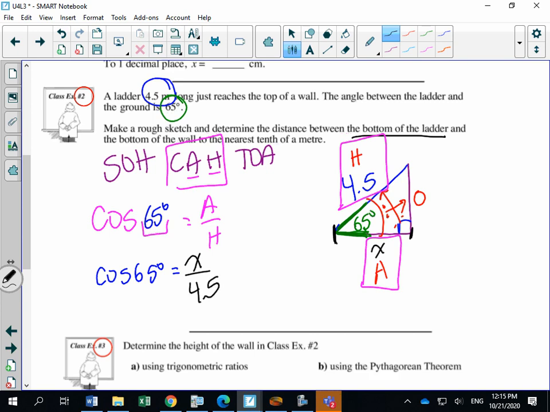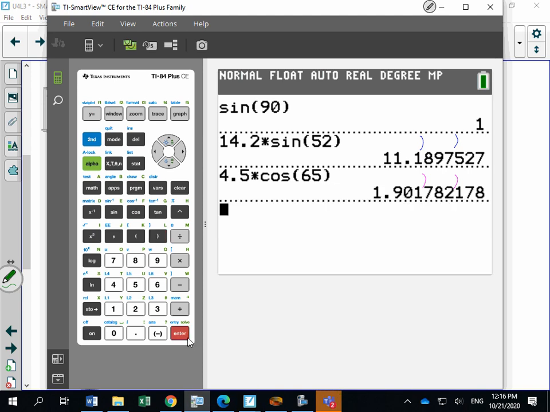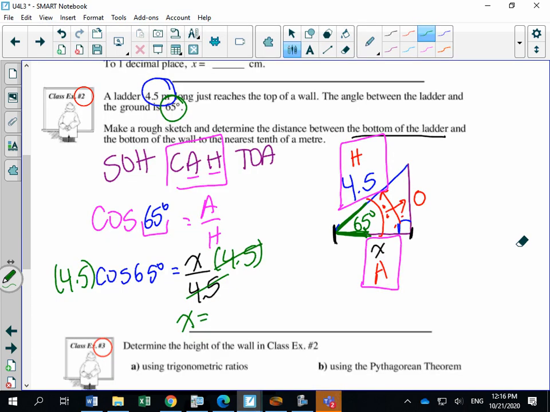I need to isolate X. What do you want me to do, Lucas? Multiply both sides by 4.5. X is equal to 4.5 times the cos of 65. I'm just going to scan up here. It says to the nearest tenth. So 4.5 times the cos of 65, to the nearest tenth, would be 1.9. So X is equal to 1.9.